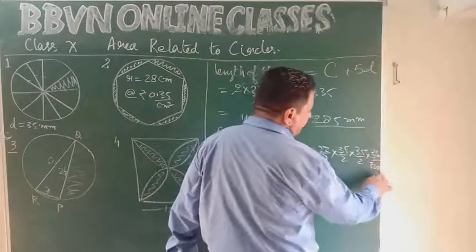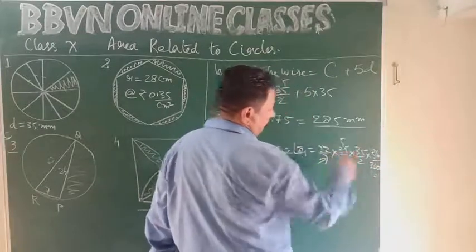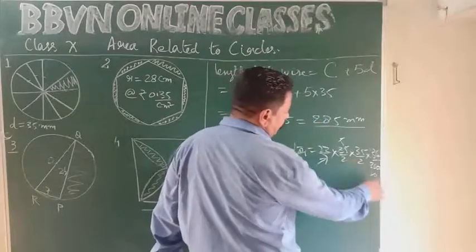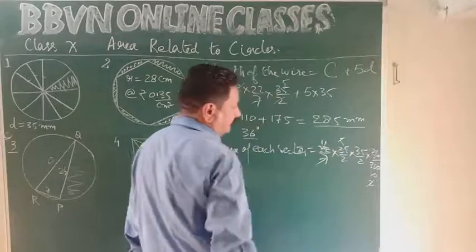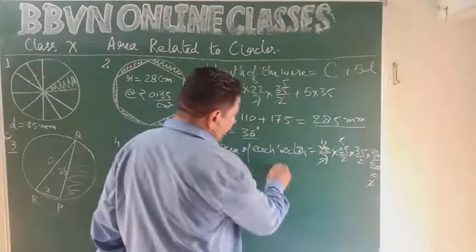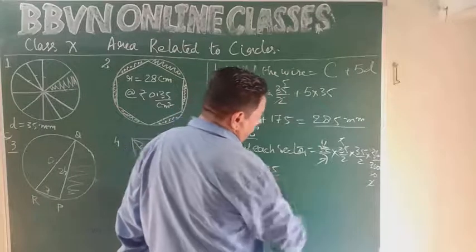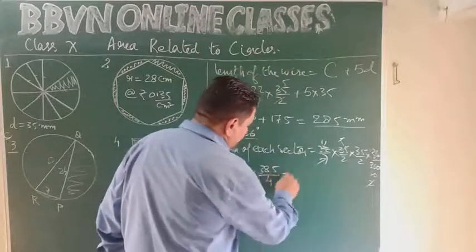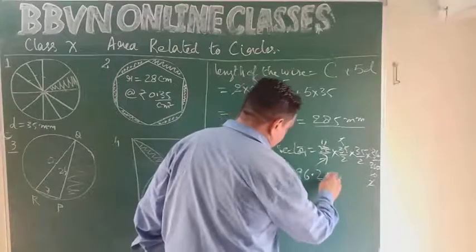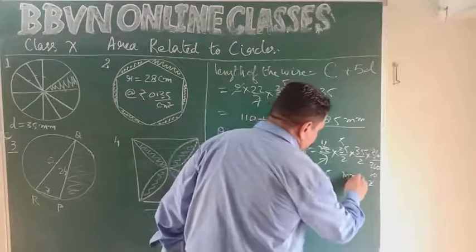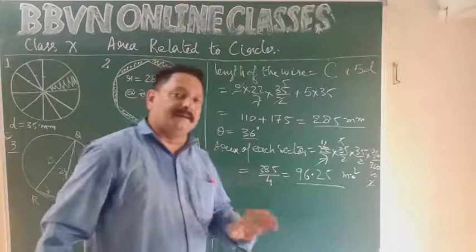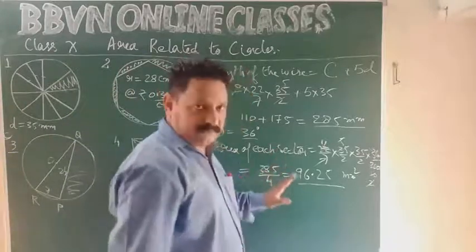36 goes 10 times, 7 goes 5 times, 5 goes 2 times, right? Now this 2 goes 11 times. What are we left with? 11 into 35, 385 upon 4. So area of each sector is 96.25 millimeter square. I hope you understood this solution.